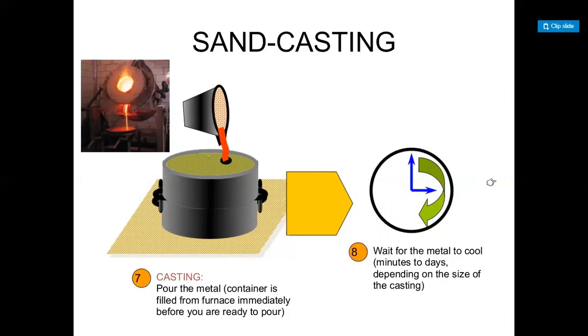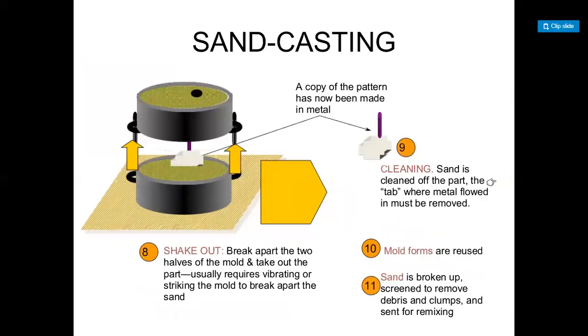Okay. So after completion of this cooling process, a copy of the pattern has now been made in metal. So what we are requiring, what is our object? It should be an iron object or steel object or aluminum object, whatever metal we are pouring on that pattern. So finally, after the cooling process, we can take out our final pattern.